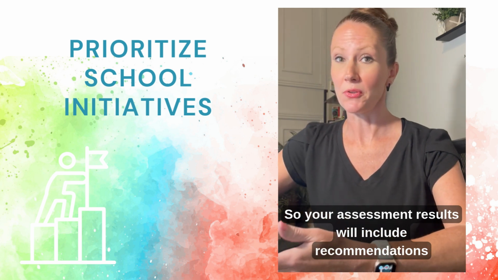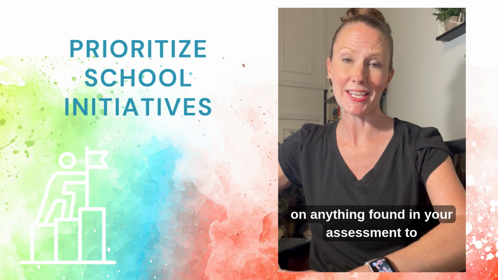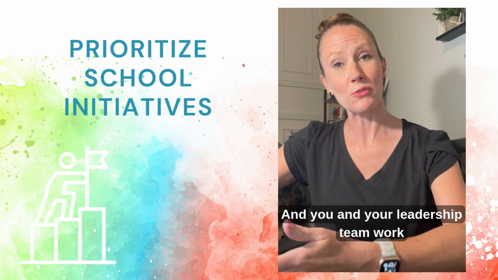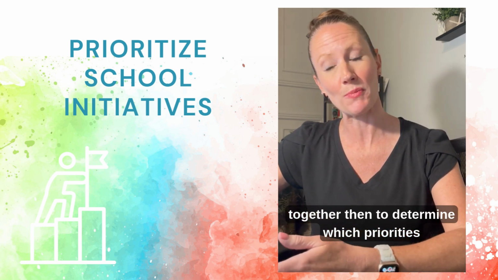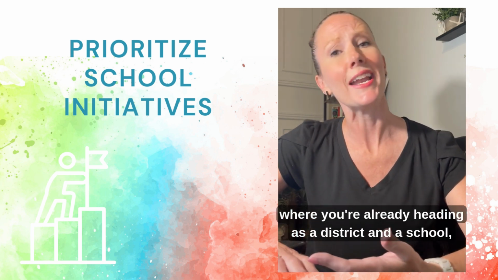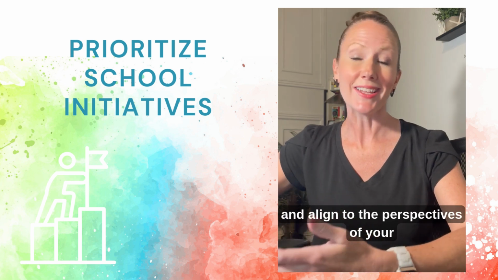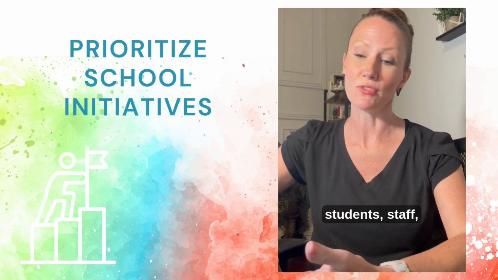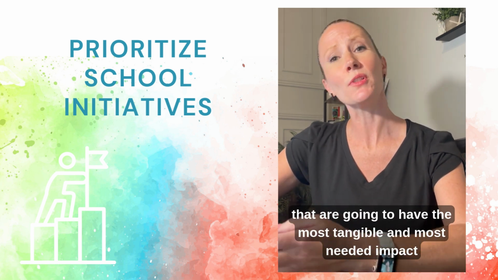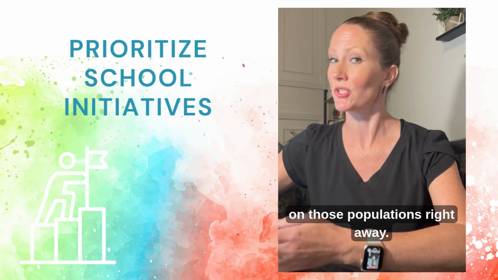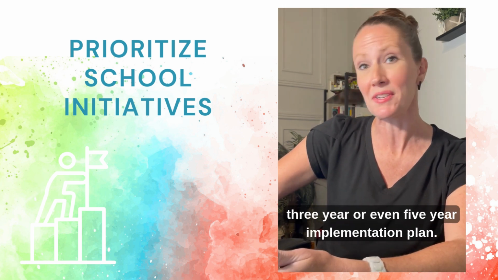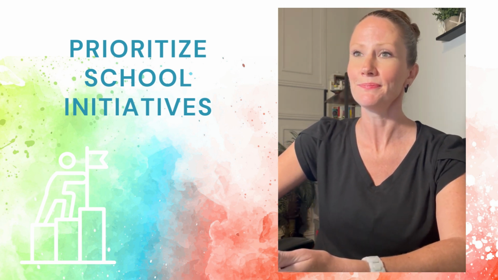So your assessment results will include recommendations on anything found in your assessment to need your attention, to warrant school improvement. And you and your leadership team work together then to determine which priorities best fit your vision and mission, where you're already heading as a district and a school, and align to the perspectives of your students, staff, and families so that you can prioritize the things that are going to have the most tangible and most needed impact on those populations right away. Other things may be slated out then for like a 1 to 3 year or even 5-year implementation plan.